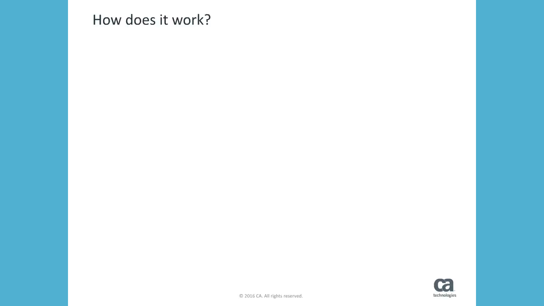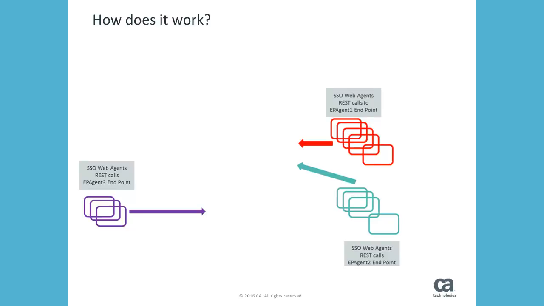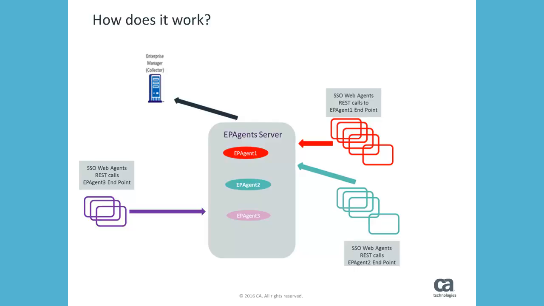So how does it work? Transactions brokered by CA SSO web agents are tracked and reported to CA APM. CA Environmental Performance Agents, referred to as EP agents, handle forwarding statistics from many different web agent transactions to a central CA APM collection point.